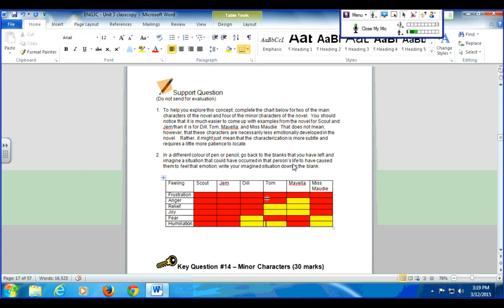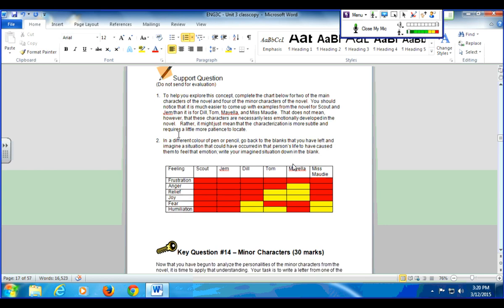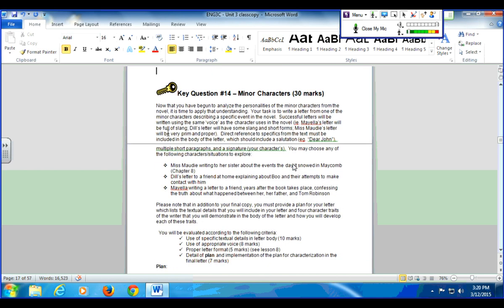You can either number them 1, 2, 3, 4, 5, 6, 7, 8, 9, and quickly do it like that if you wanted to. Remember, this is not being handed in. It's just there to help you think about that, and help you with key question 14, which we are going to look at right now.